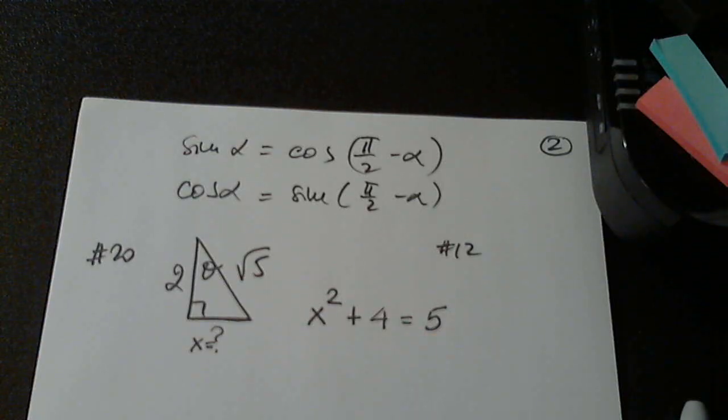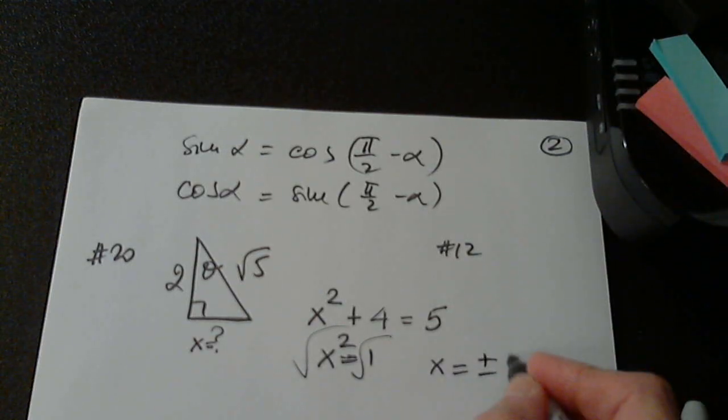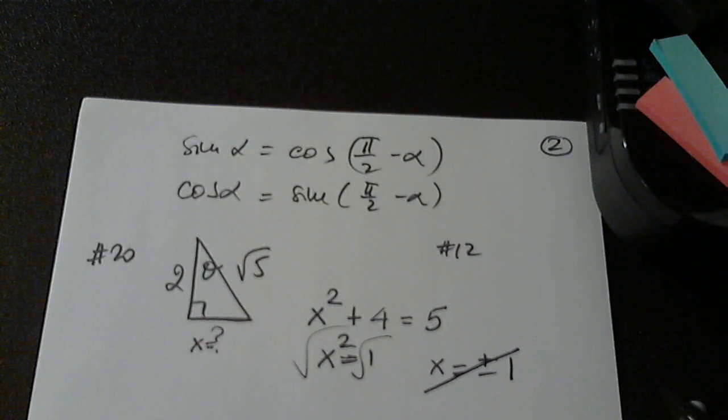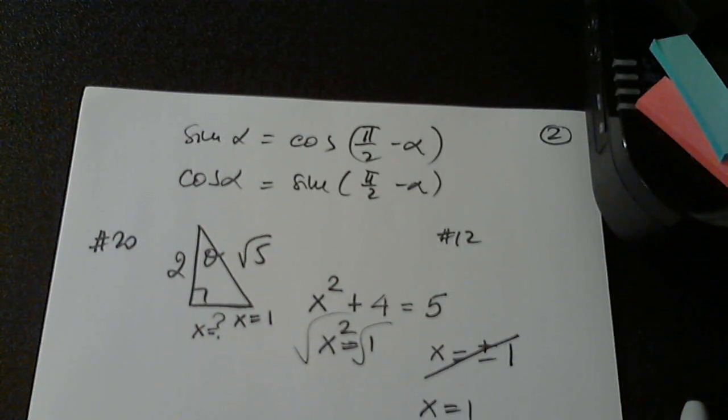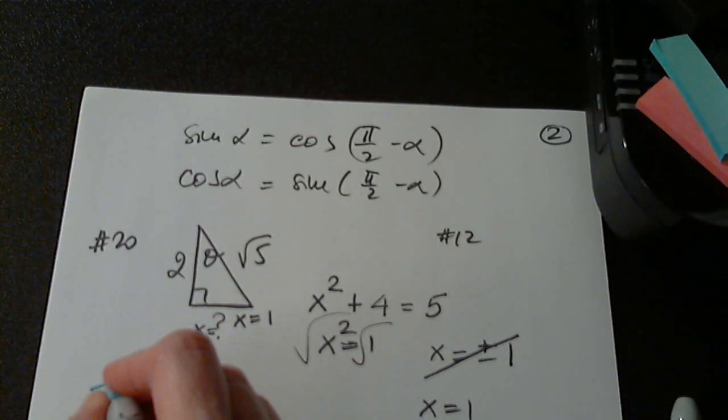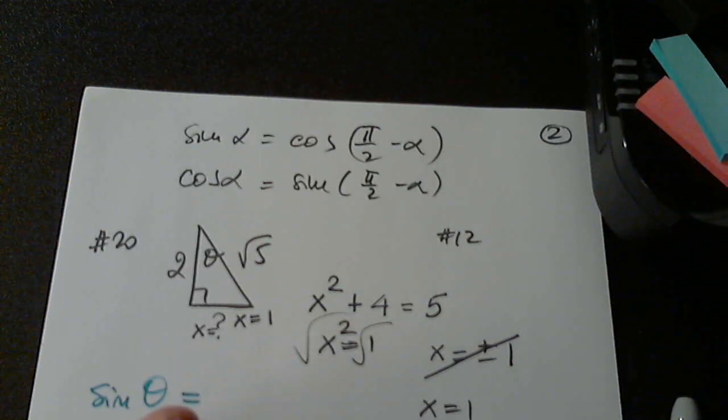Of course, I will move 4. I get x squared equals 1. I know that I have to get 2 solutions, but then I will cross it out and say it's not possible. X has to be only 1 because we are looking at a distance. So then x equals 1. Now we have all sides. We are ready to write all trig functions. Who can give us sine theta, and then cosine theta, and then tangent theta, and then cotangent theta, secant theta, and cosecant theta?